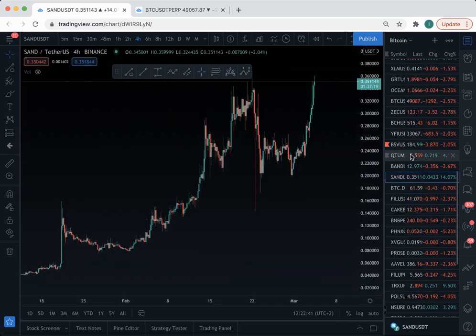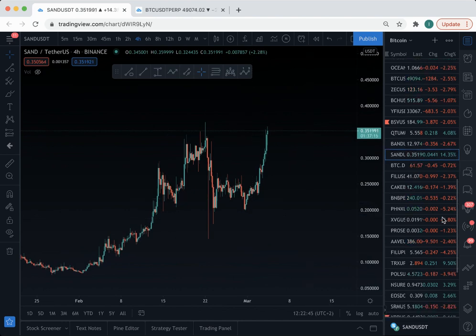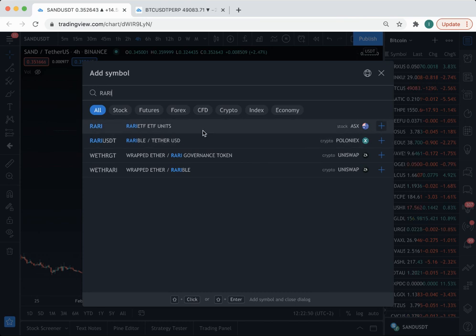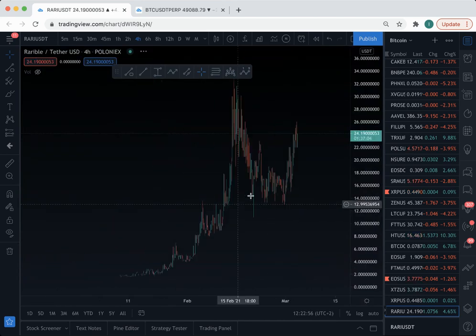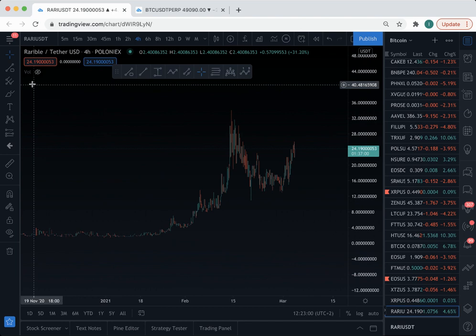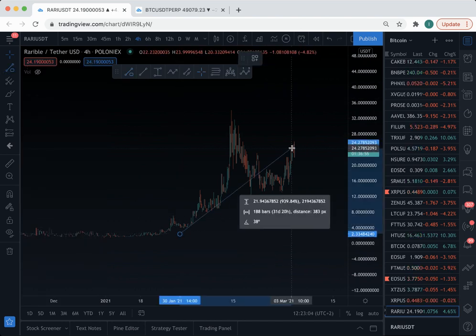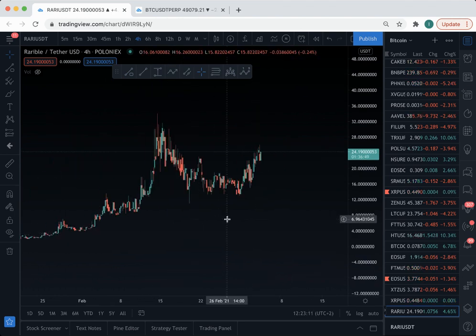We've got Sand that's up, all these NFT coins. NFT is booming, guys. There's a coin called Rari. Apparently, everyone's getting into it. As you guys can see, it's up 24%. About a month and a half ago, it was nothing, guys. It was at $2. That's a 1,000% gain. NFTs are about to explode.